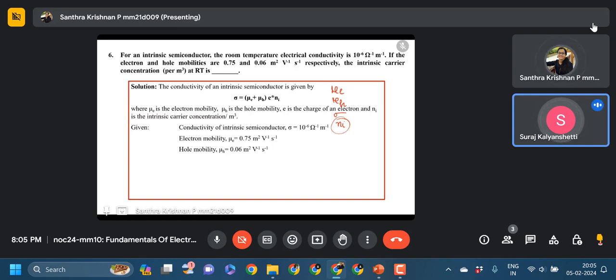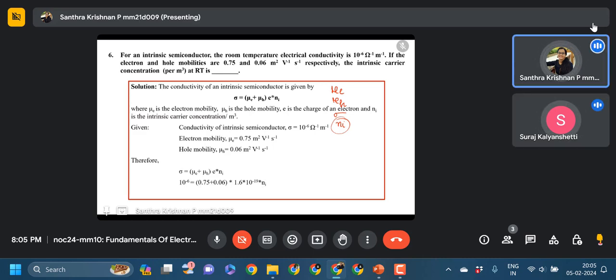It should be in coulombs, right? Yeah, 1.9 something. What is that exact value? I would need that one. 1.6 into 10 to the power minus 19.